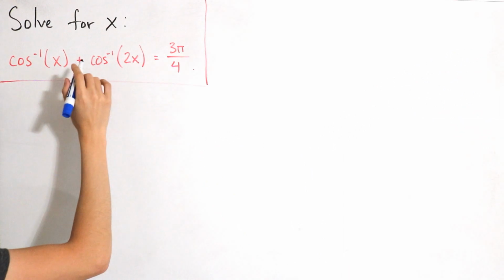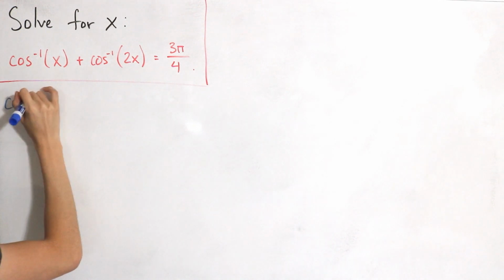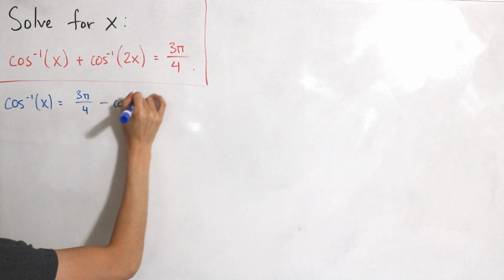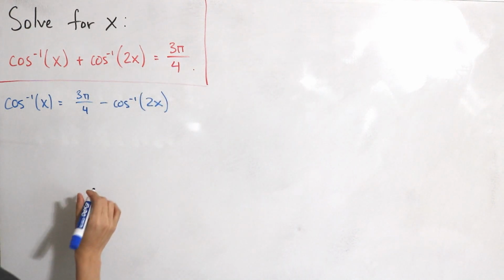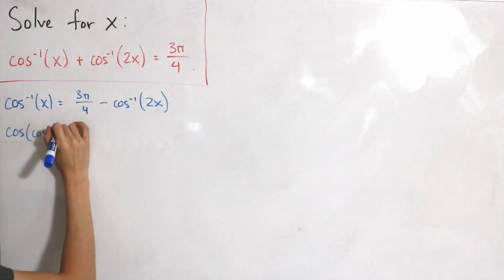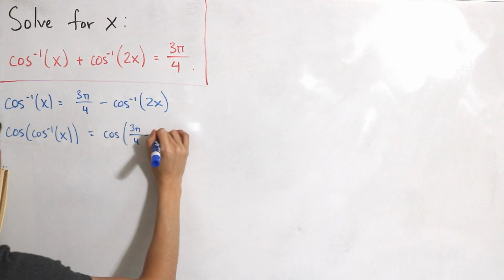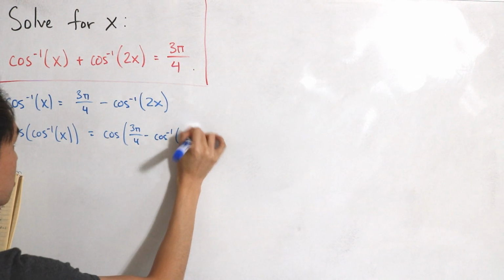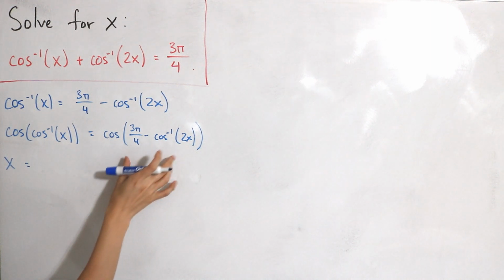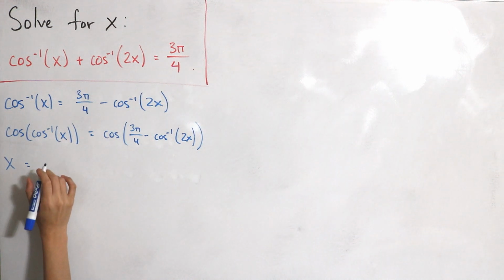Suppose we start with our given equation and subtract the inverse cosine of 2x from both sides. We're left with inverse cosine of x equals 3 pi over 4 minus inverse cosine of 2x. Now if I take the cosine of both sides, cosine of inverse cosine of x is just x, and on the right-hand side, cosine of 3 pi over 4 minus inverse cosine of 2x. We can use the identity for the difference of inputs for cosine.